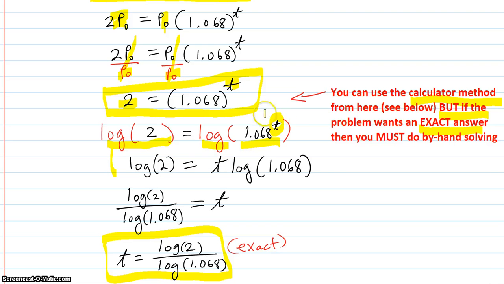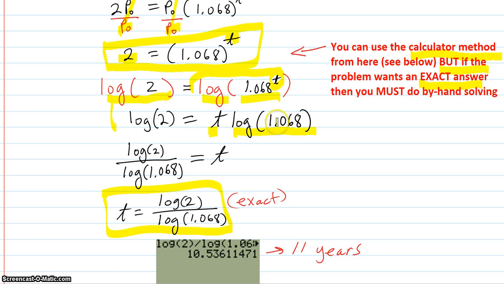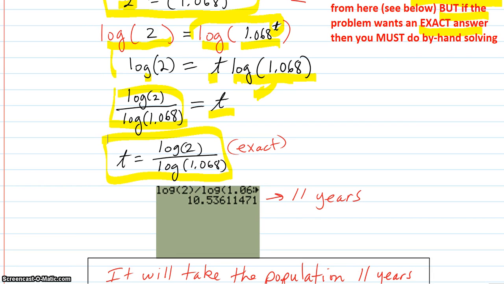You use the power rule, that's the trick, to bring the t in the front. Then you divide. You don't work this out on the calculator yet. You divide over to the other side, both sides, by log 1.068, and you get t isolated, and here's your exact value. Then if they ask you for the decimal, then you put it in the calculator and you press enter, and you get approximately 11 years. It's actually 10.536, but they wanted it rounded off. Okay, so it'll take 11 years for the population to double.